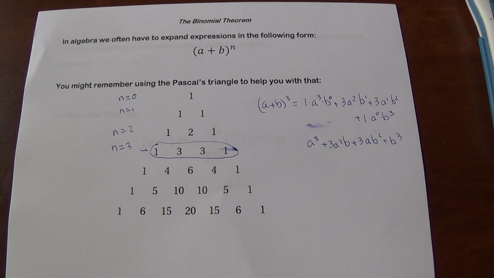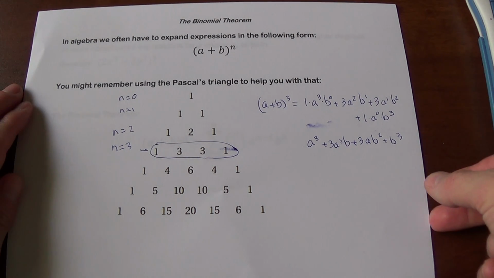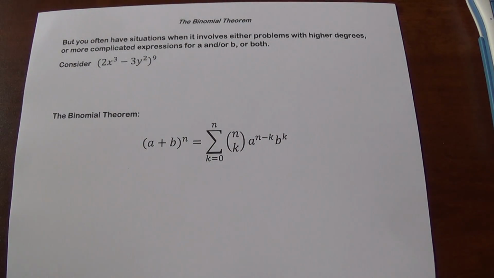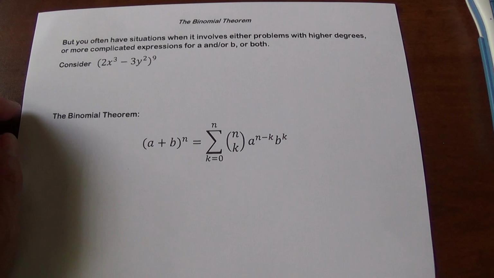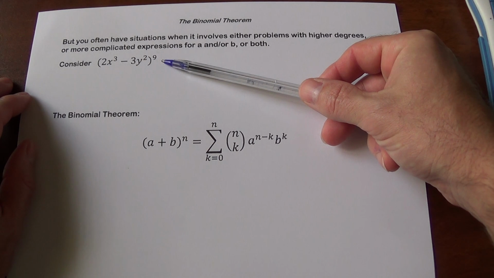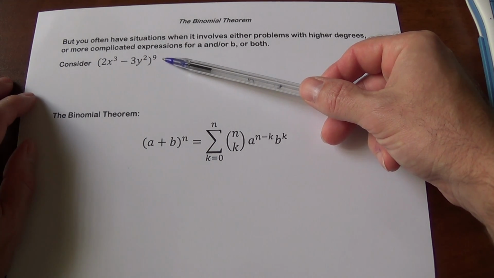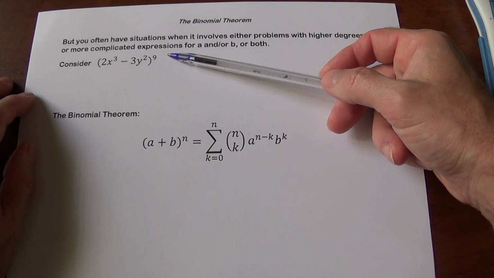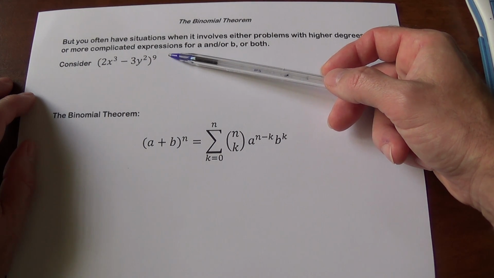Okay? But we're not going to talk about this. We're going to talk about a more complicated situation, when you have more complicated expressions and higher degrees. This is a lot more involved than what I just showed you. And the other problem with Pascal's triangle is that when you start expanding it, it gets pretty large.